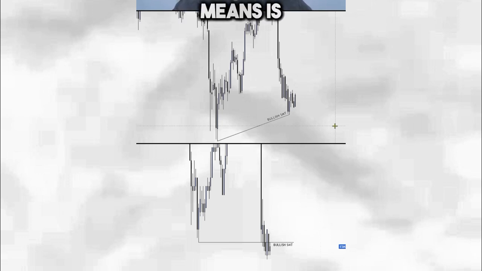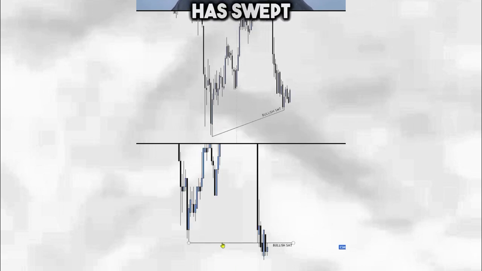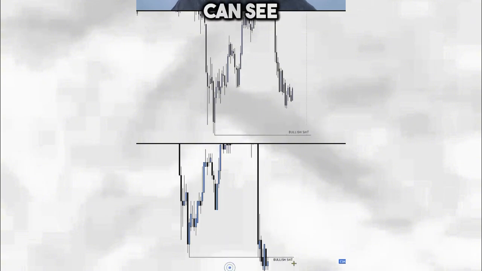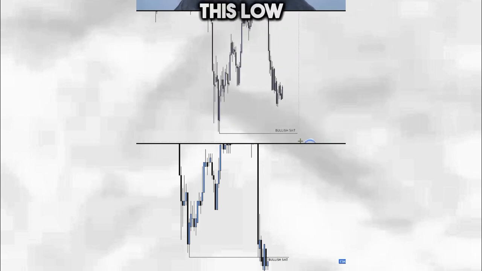Now all this means is if we are looking at the ES chart and the Nasdaq chart, and let's say in this example we see that ES has swept this low at the exact same time this low on the Nasdaq was created. Now as you can see, we have swept this low on the ES market, but if we look at the Nasdaq market, we have not swept this low. Therefore this is called a bullish SMT.